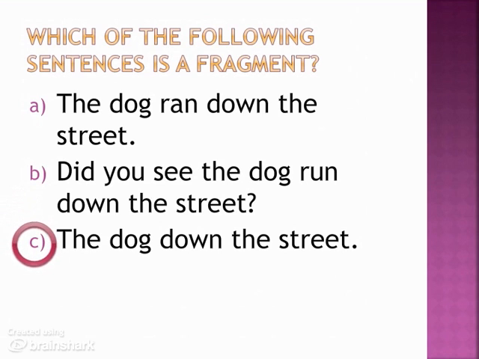If you said C, you are correct. C is a fragment. If you look at A, the dog is our subject. What did the dog do? It ran down the street. Look at B. What's our subject? You. What did you do? You saw the dog run down the street. C, you have the subject dog, but what's the dog doing? Nothing. We're missing a predicate, and therefore it's a fragment.